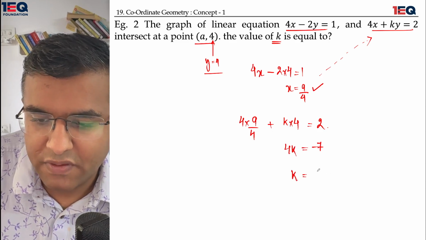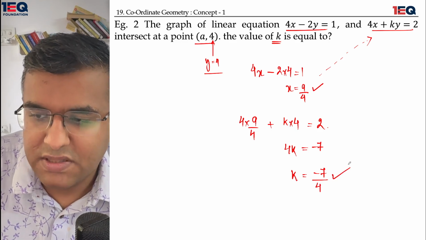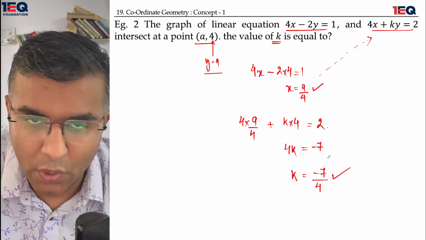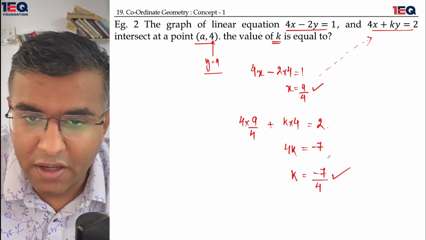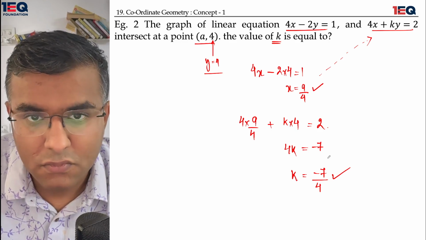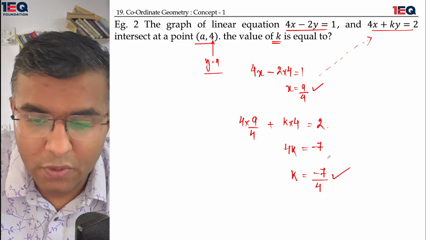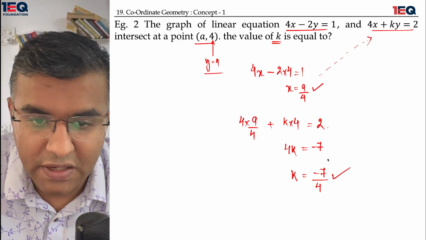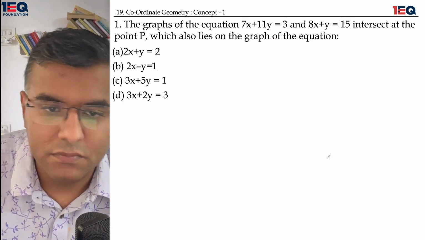So the value of k is equal to minus 7 by 4. Okay. So the value of k is equal to minus 7 by 4. Got it? I hope you are able to understand things very well. Right? Let's move on.